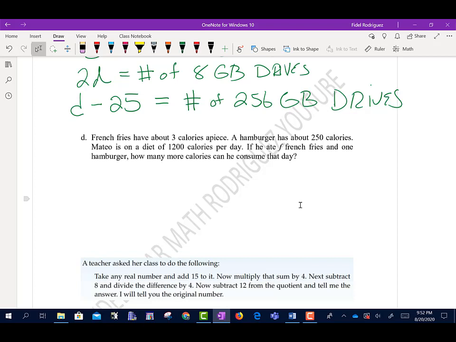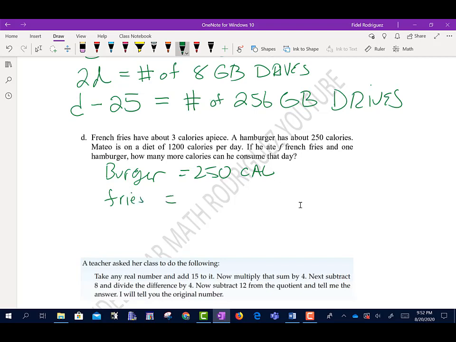If he ate F French fries and 1 hamburger, how many more calories can he consume in that day? Okay, so let's figure this out. Let's see if we can do this in pieces. So we know that a burger, according to what they told us here, has 250 calories, okay? And the fries have 3 calories, okay? So let's see if we can figure out how many calories he is going to consume.